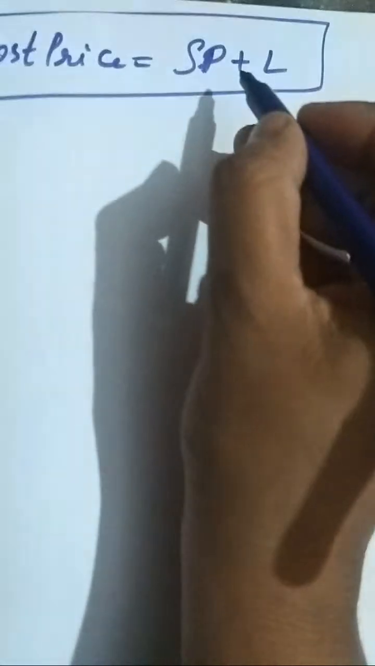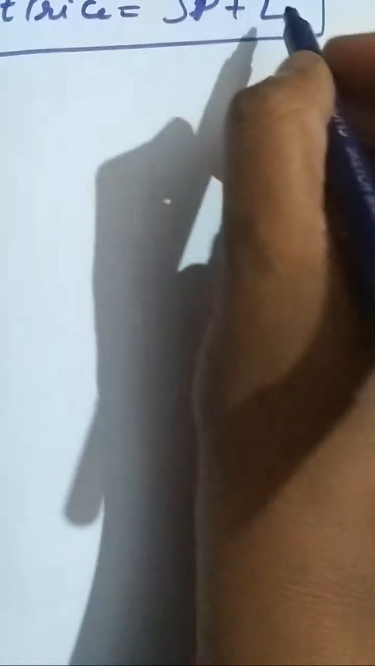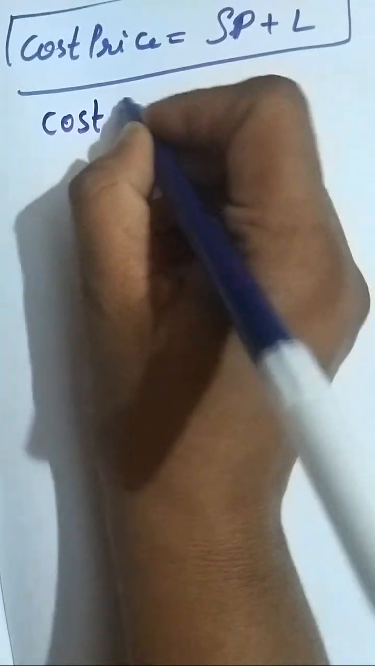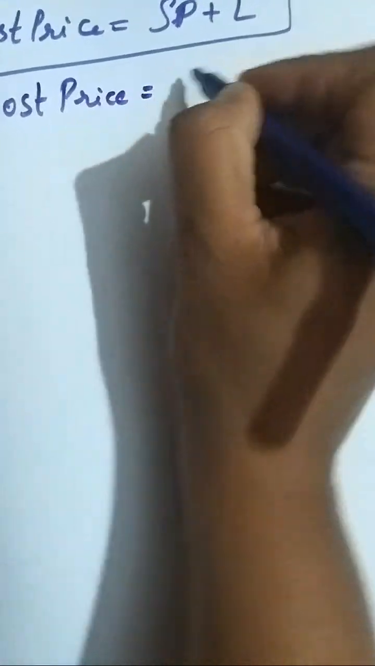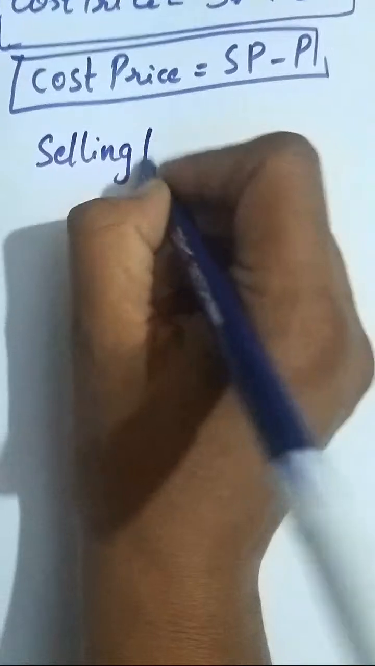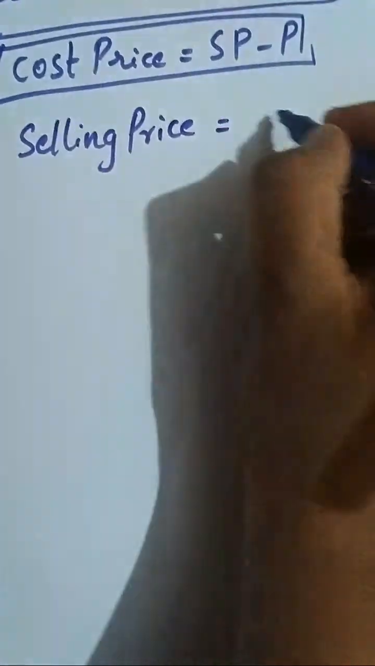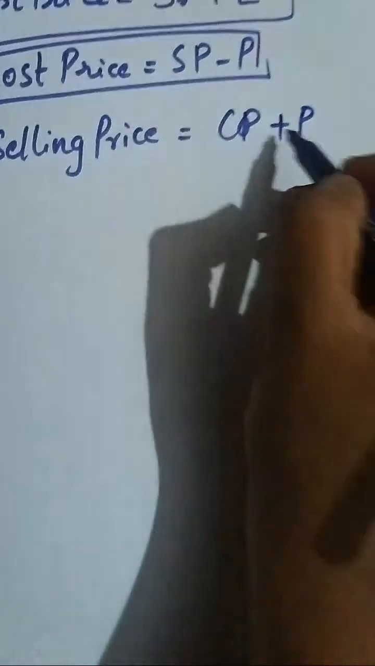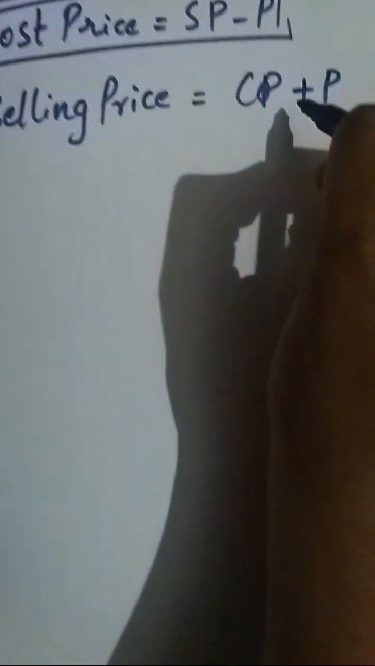If profit is given and we have to find the cost price, what do we have to do? Cost price is equal to selling price minus profit. This is another way to find the cost price. Now, how do we find the selling price of a given item? If the cost price and the profit are given, then we add the cost price plus profit, and we get the selling price.